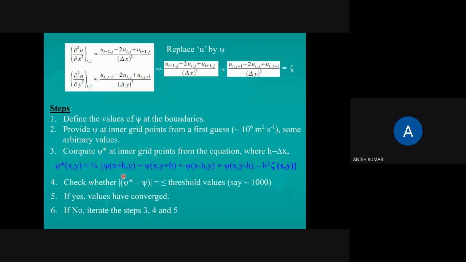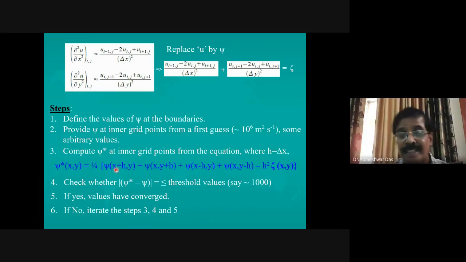No, no, this is just a notation. X plus h means your next grid point. X plus h means I plus 1, and y means j. Here, actually, I should have written it in a more simplified way: psi at I plus 1, j, plus psi at I, j plus 1, plus psi at I minus 1, j, plus psi at I, j minus 1. I should have written that way. I think that would have been more convenient for you to understand.